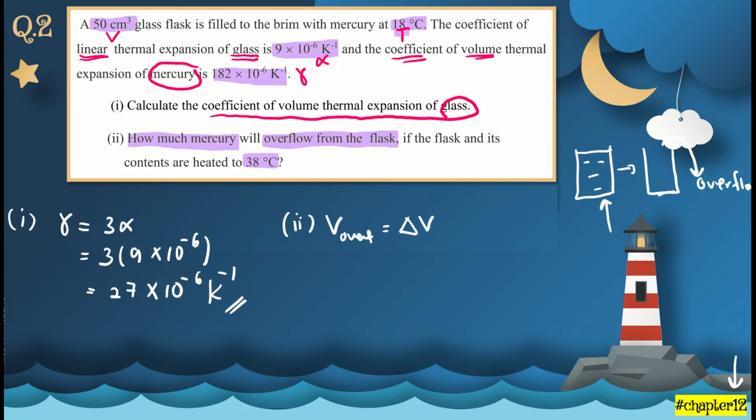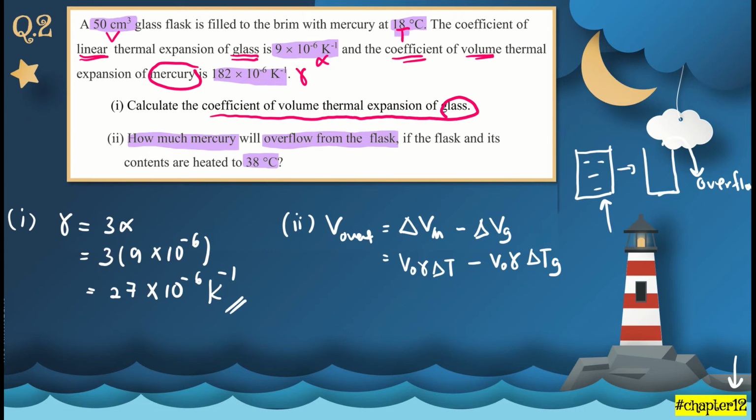we need to use the formula for liquid overflow, which is equal to the change in volume for the liquid, or in this case mercury, minus the change in volume for the container, or in this case glass. Now we expand the equation. Basically the equation is V naught gamma delta T for mercury minus V naught gamma delta T for glass.